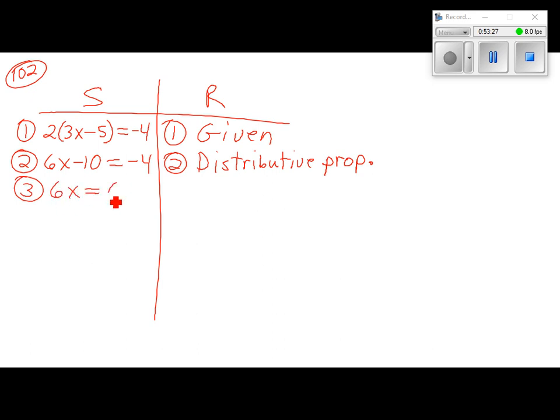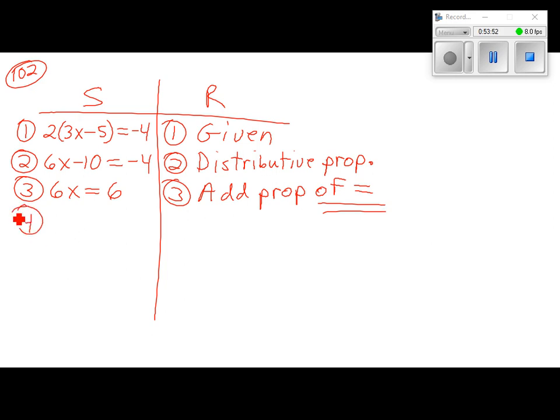6. Equals 6. What did I use there? This addition is the one. Addition property. This is the one you need to remember something here. If I just write addition property, is it going to be correct? No, it's addition property of equality. You gotta make sure you got that part on there. It's telling whoever's looking at it that you did the same thing to both sides.